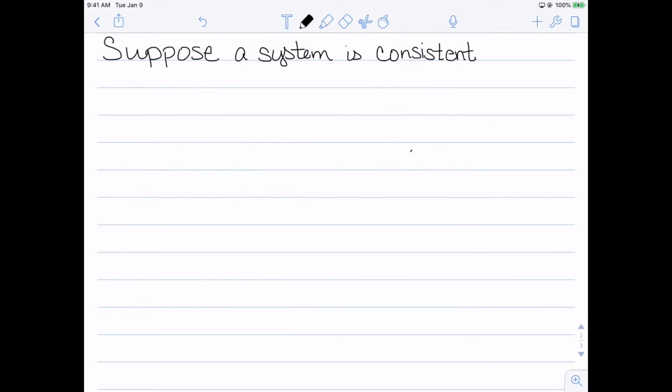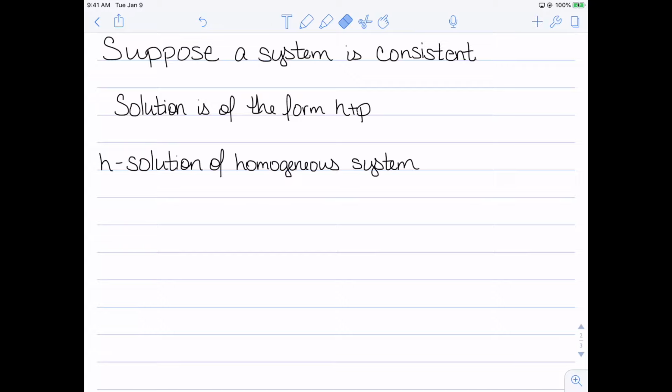Let's suppose a linear system is consistent. I want to generalize this idea on the relationship between a homogeneous and a related non-homogeneous system. So we're going to suppose that we know the linear system, the non-homogeneous one, is consistent. Then the solution of this system is going to be of the form h plus p. So we'll go into exactly what h and p are. h is the solution of the homogeneous system, and p is the particular solution to the linear system.